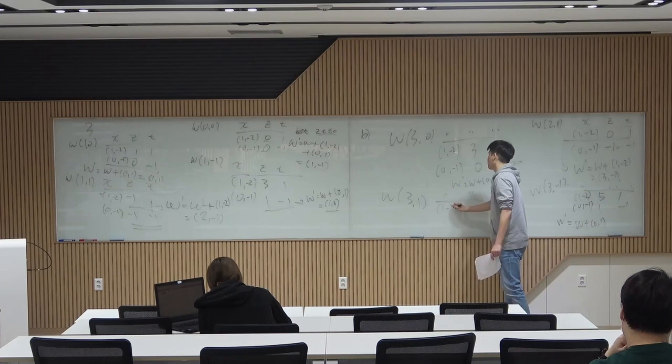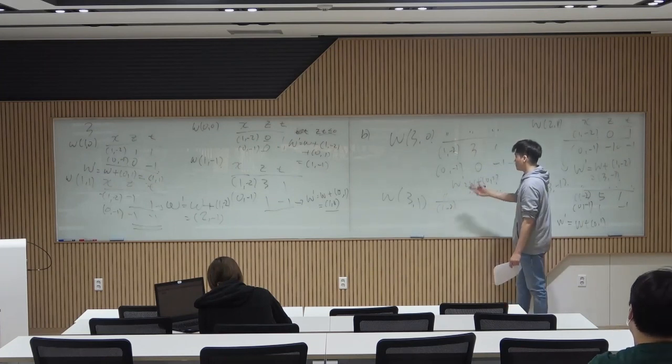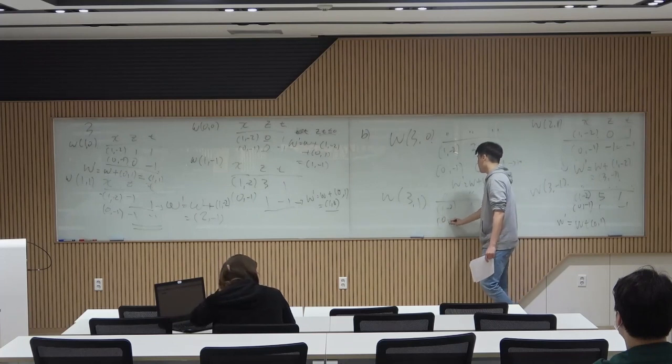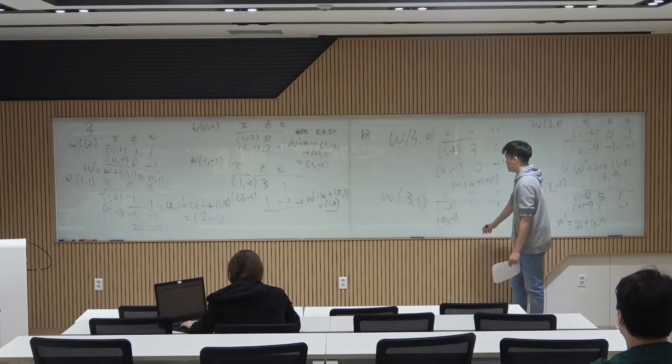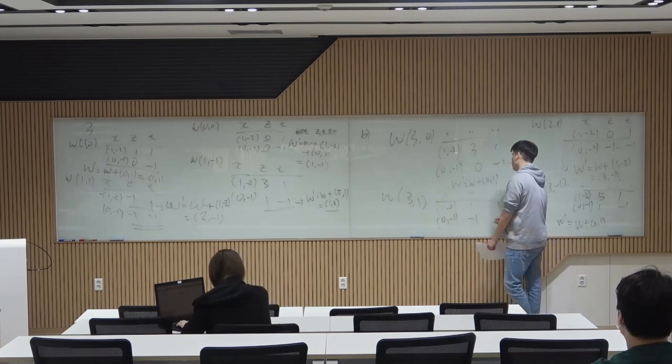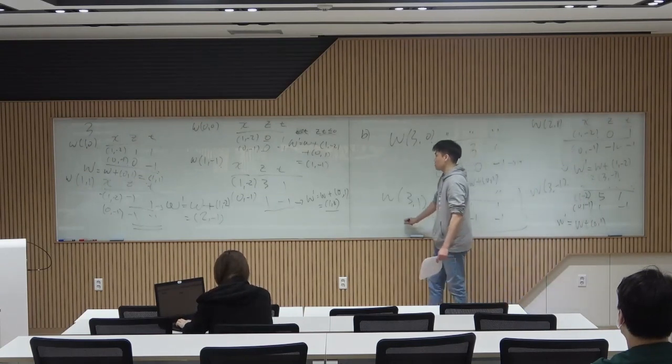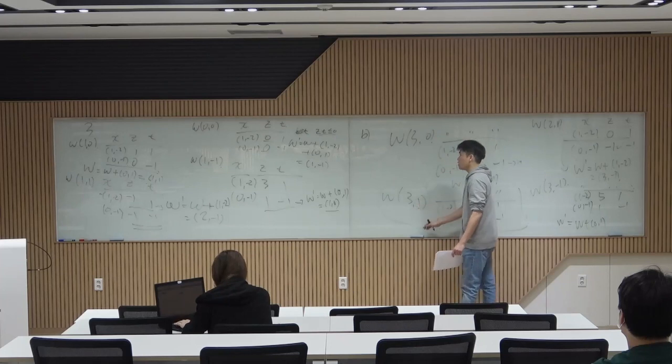So 1, negative 2 gives us 1 here. So this is positive, so correct. And 0, negative 1, this gives us negative 1. So this is negative, so correct. So our update for the weight is just over with 3, 1, okay?